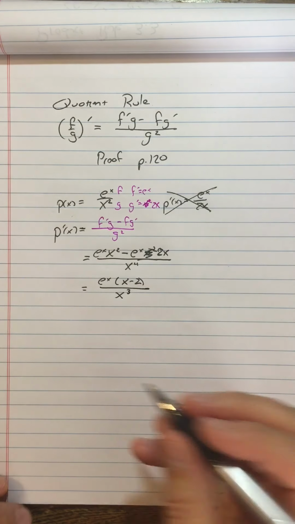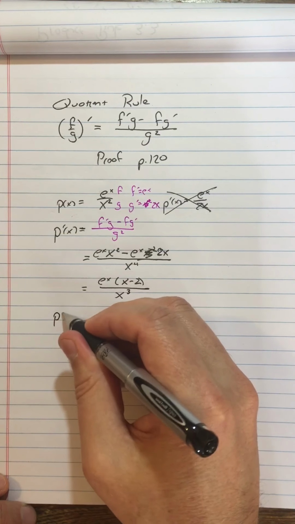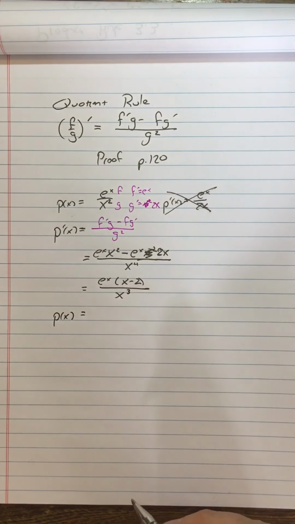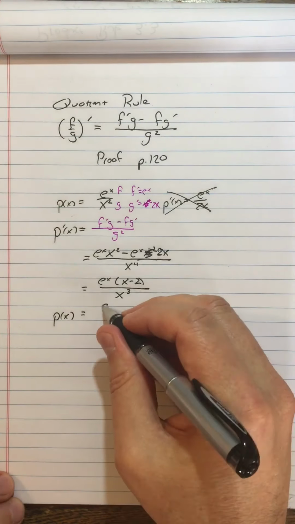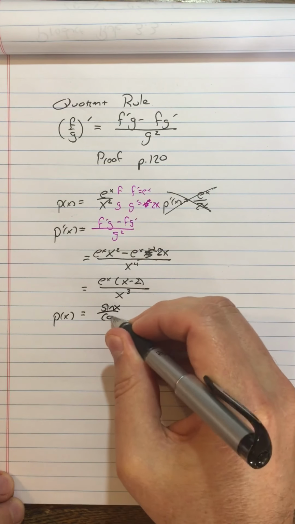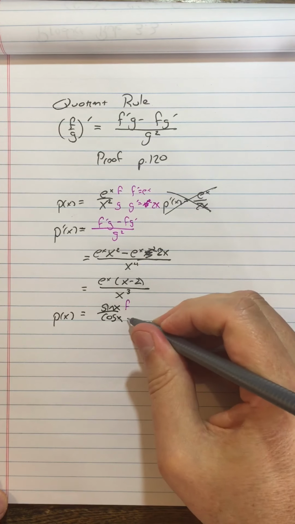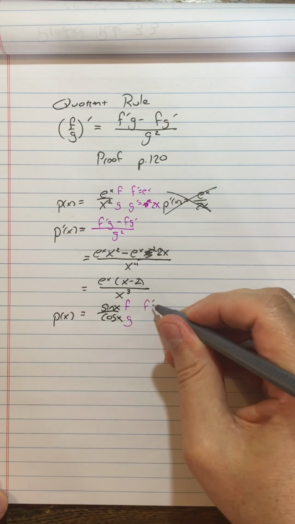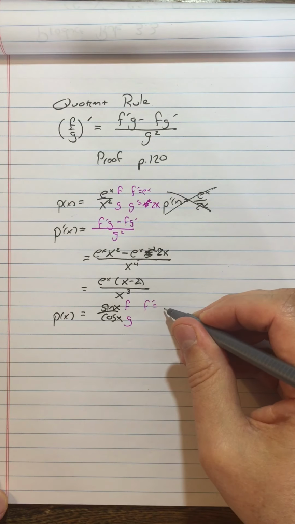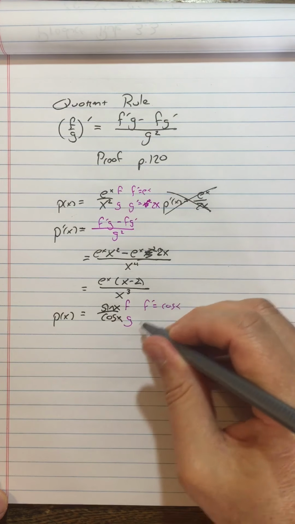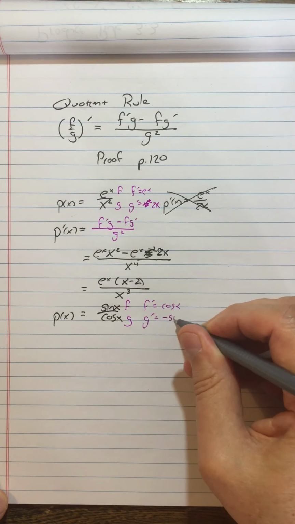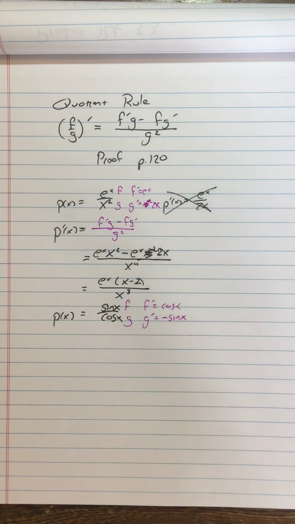What else? I just make stuff up. Let's have p of x be, I know, sine x over cosine x. So then sine is f, cosine is g. F prime is cosine. G prime is negative sine. Don't forget the negative when you do the derivative of cosine.